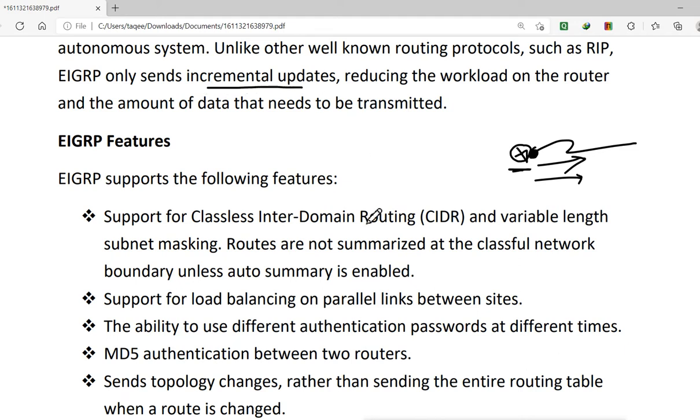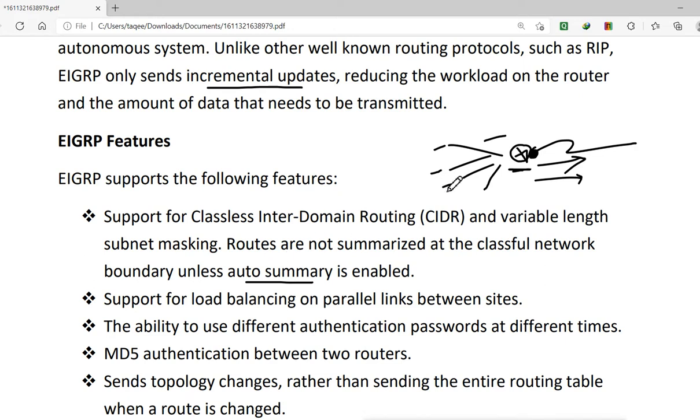So we can do manual summary also, unless auto summary is enabled. By default the auto summary is enabled, so even if you don't do the summarization, it will still do it. But if your networks are separate networks, then it will not do the auto summary. Auto summary only works when you have multiple subnets of a single network. Like you have a single network and you have subnetted it into multiple subnetworks, then it will do auto summary. Otherwise, if all the networks are separate, different networks, it is not subnetting, so it will not do the auto summary. But auto summary will be enabled by default.